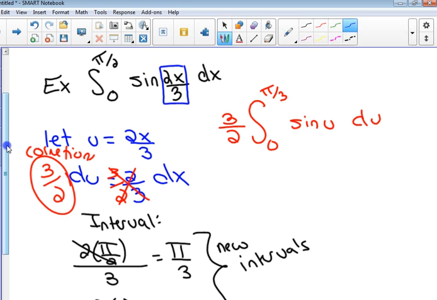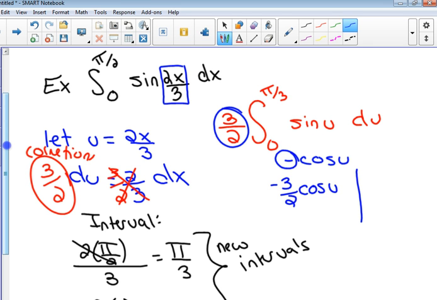So let's start with the integration. And this is why you are going to really want your green sheets. What is going to be the integration of sine? Negative cos. Good. And you can look at your sheet. So this is going to be negative cos u. What could you do to make this a little bit nicer? Yeah. Good. Negative 3/2 cos u.